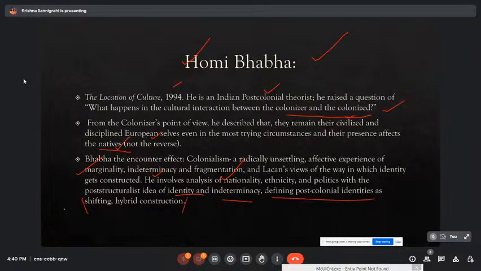So finally, this is the definition which Bhabha gives in order to describe the post-colonial identities, that is, the people who are existing in a colony which is not a colony anymore, which was a colony, and how the identity is not something constant, it is a shifting hybrid construction.